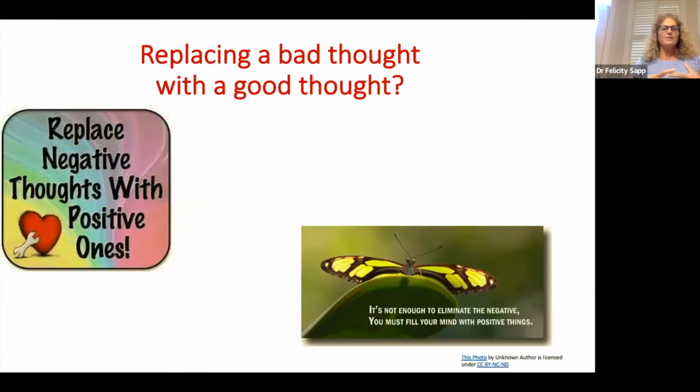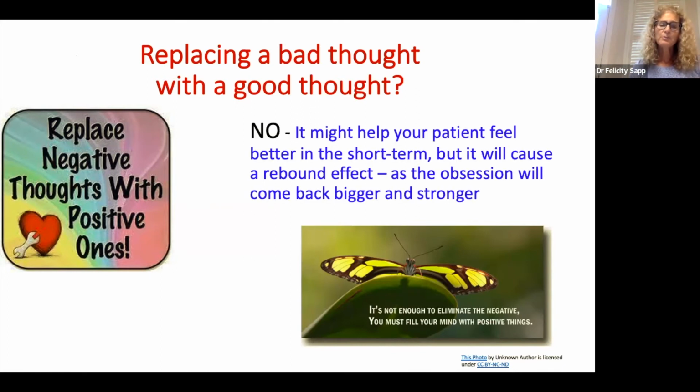A lot of what we see out there is, hey, let's just replace that bad thought with a good thought. So why doesn't that work? Well, it's not enough to eliminate the negative. You must fill your mind with positive things. If we do that with OCD, it might help them feel better in the short term, but it's going to cause that rebound effect and the obsession is just going to come back bigger and stronger.